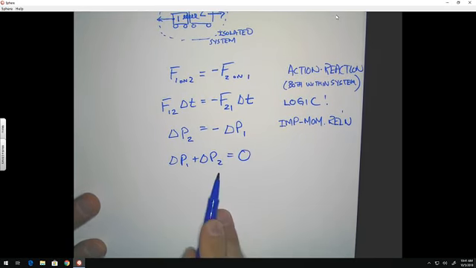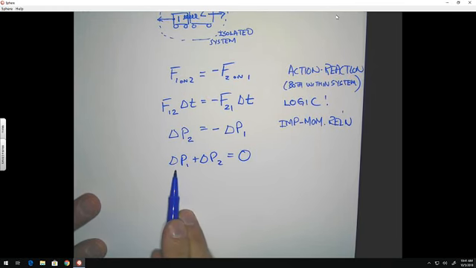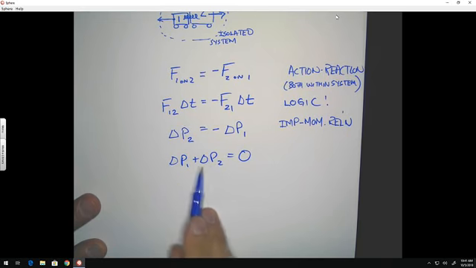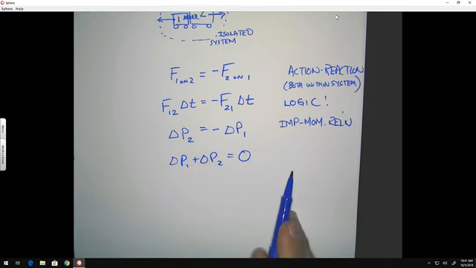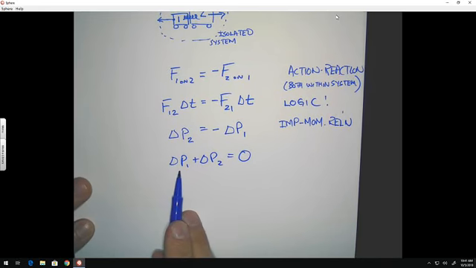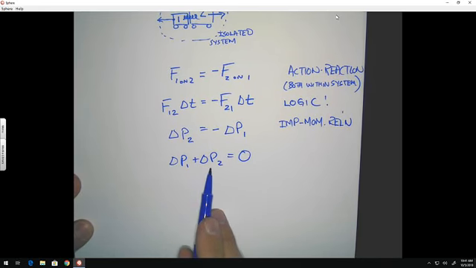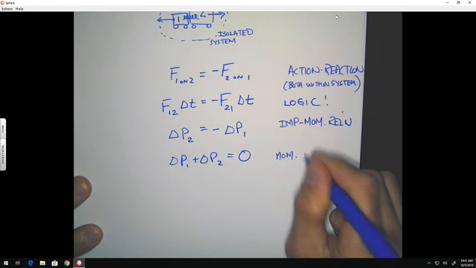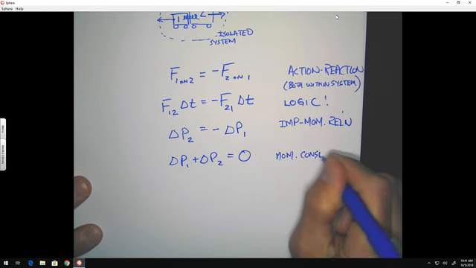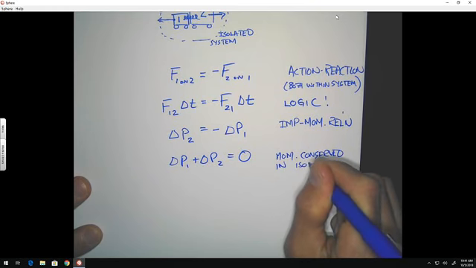That should be looking like what we wrote for energy conservation. Remember, not too long ago, we talked about delta K plus delta U equals 0, and that means that mechanical energy was conserved. Well, now you've got a change in momentum for one object plus a change in momentum for the other equal to 0. That's actually saying that momentum is conserved in this isolated system.